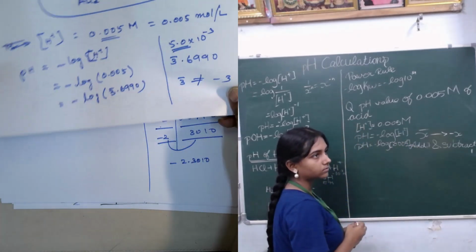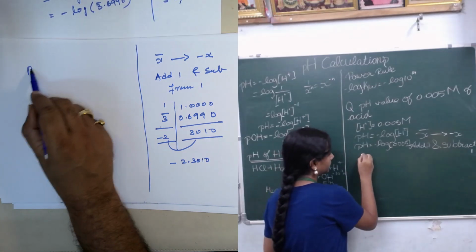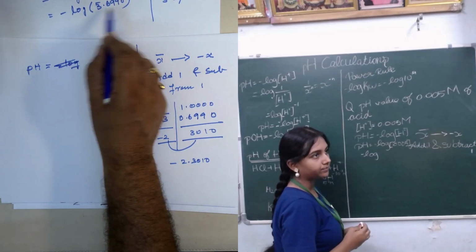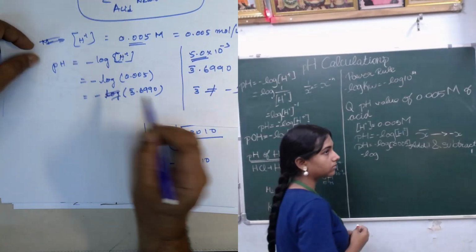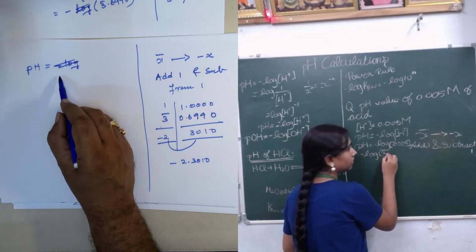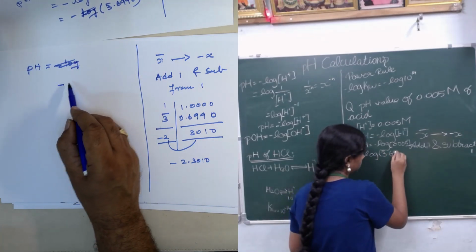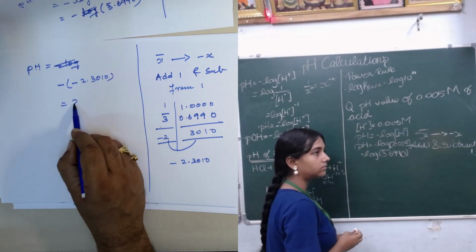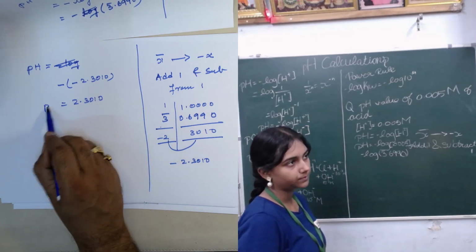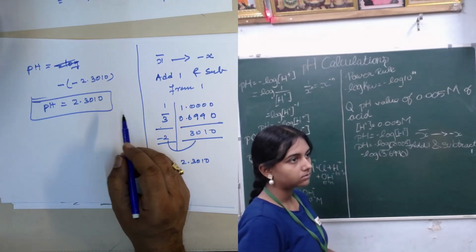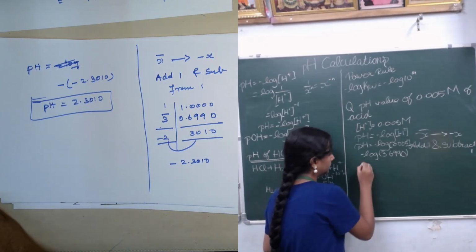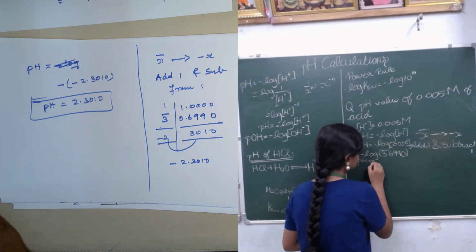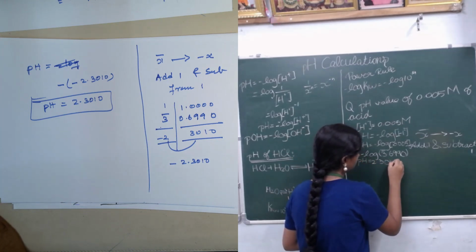So now you can write this as what? That is, pH is equal to minus log of, not minus log of, you already did this, but you have to remove this. Okay, so you have got the log now. You can convert this into minus of minus 2.3010. So minus of minus is plus. So 2.3010 is the pH of this acid. So this is what you have to find out. Okay, yes. Got this point? Yes.